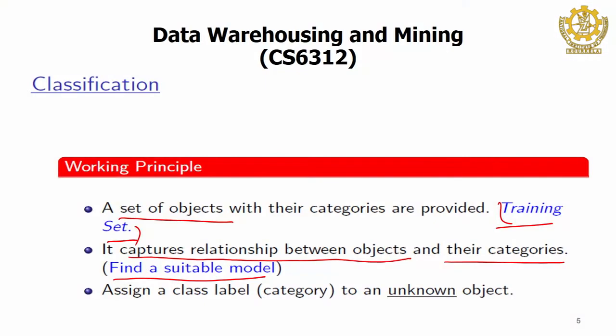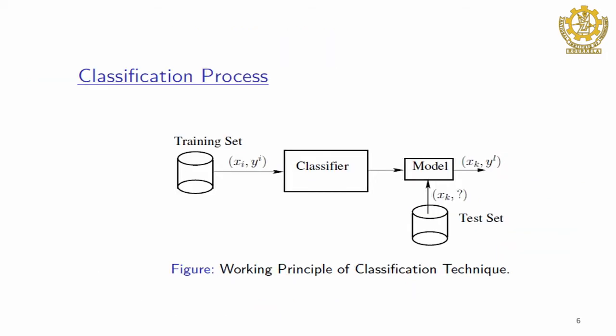And this is the task we have to do. What is the final task? Whenever a new object comes, we have to identify the class of the new object, that is, assign a class label, any one of the predefined categories, to an unknown object. We will see some examples here.